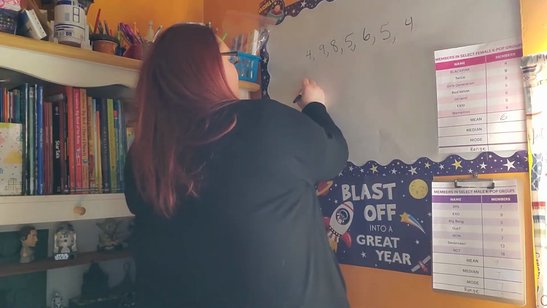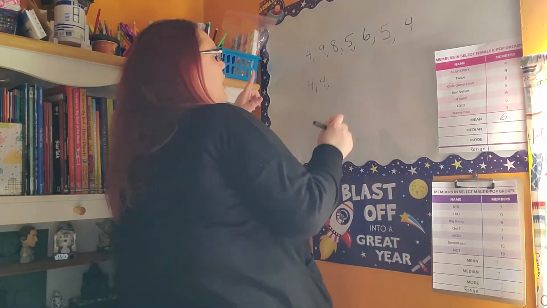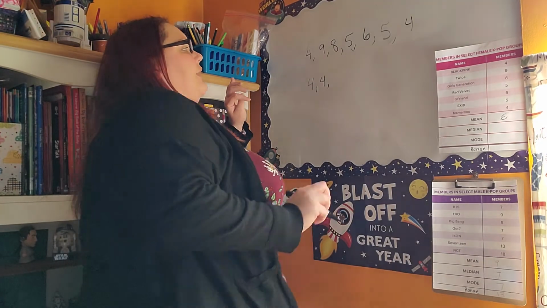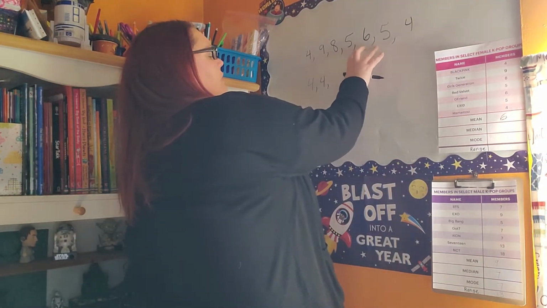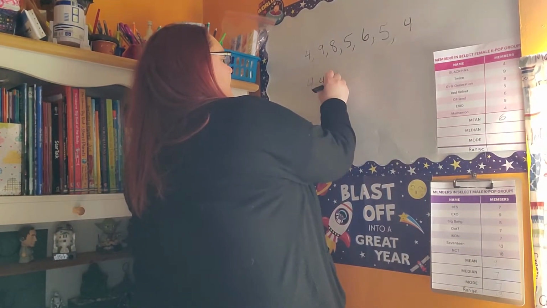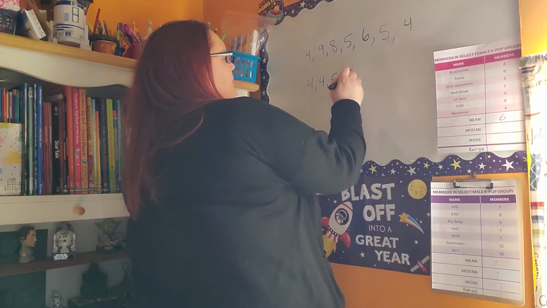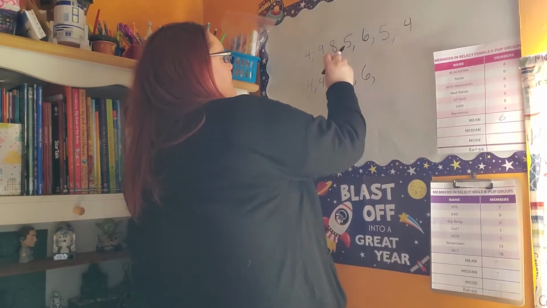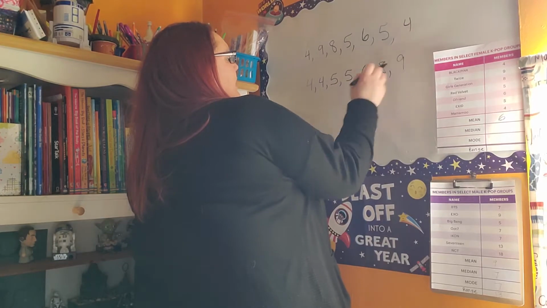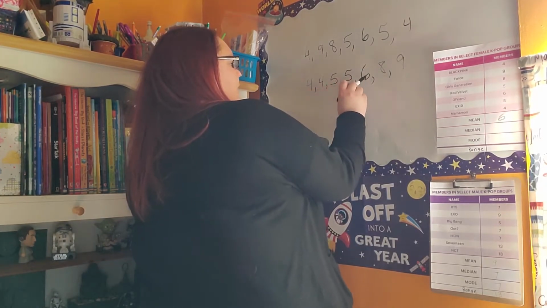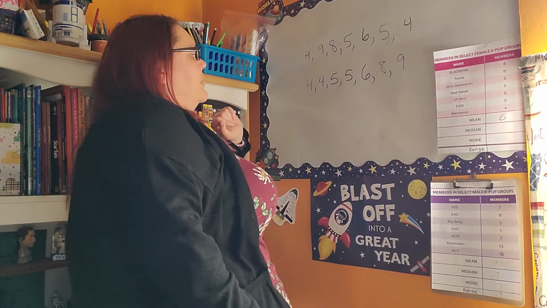We have 2 4s. And we know those are the lowest, so we put them first. And then we have, what comes next, guys? 5s, and then 6, and then we got an 8, 8 and 9, and a 9, and double check. 1, 2, 3, 4, 5, 6, 7. Okay, there was all of our numbers.